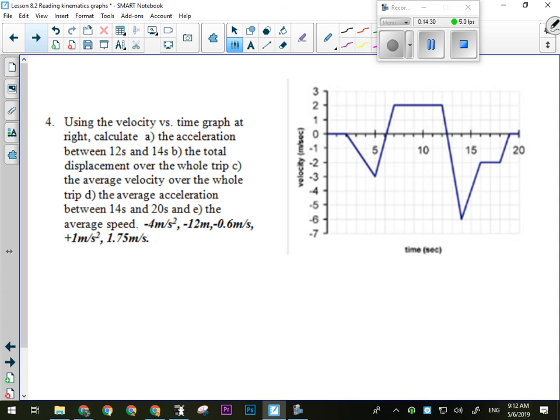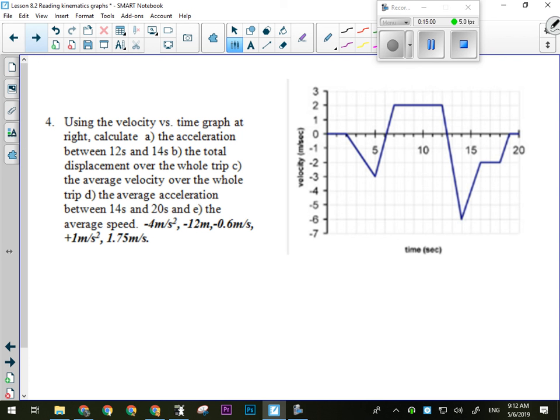Okay, so on number 4, now that this is a velocity versus time graph, I have to understand it is showing me how fast and in what direction the object's going, not where the object is. So in the first part of this graph, it's telling me that the object is doing what? It's not doing anything. It's moving at a constant velocity of 0 meters per second, and it does that for 2 seconds.